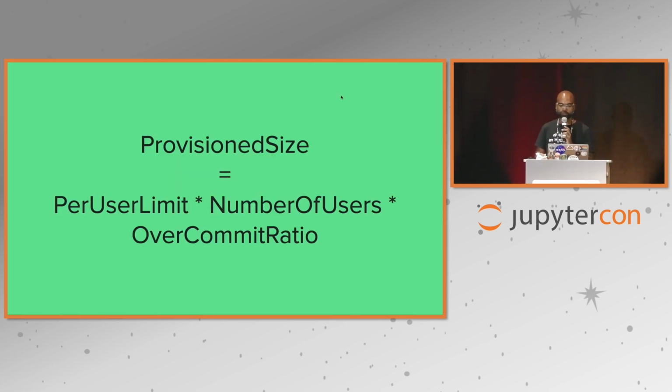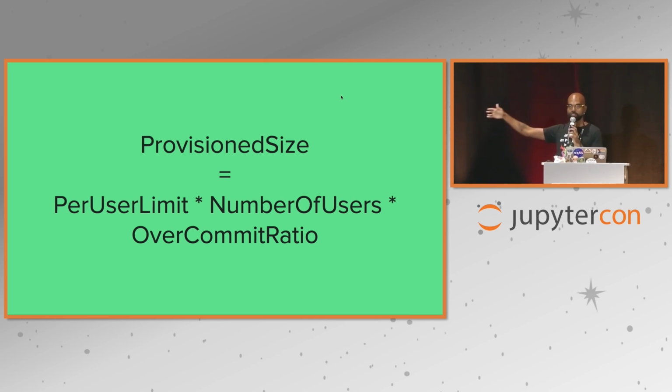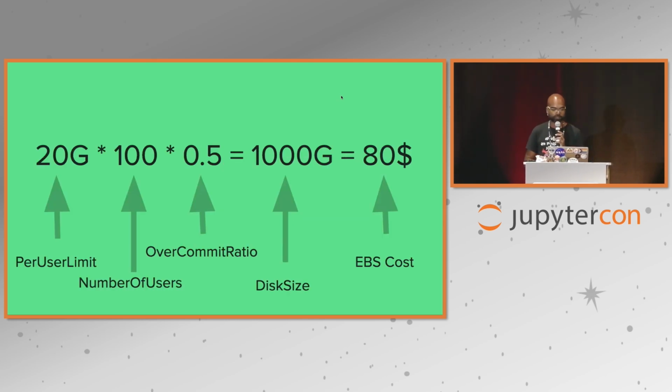So let me talk about over-provisioning, right? This is a bad math equation, but really the provision size, which is the size you pay for, is how much storage you want your users to have, multiplied by the number of users, multiplied by the overcommit ratio, which is the number you can tune as an admin with knowledge.